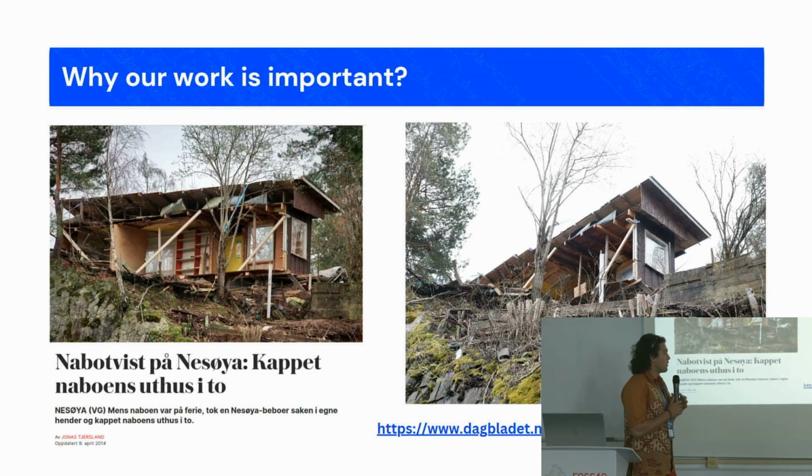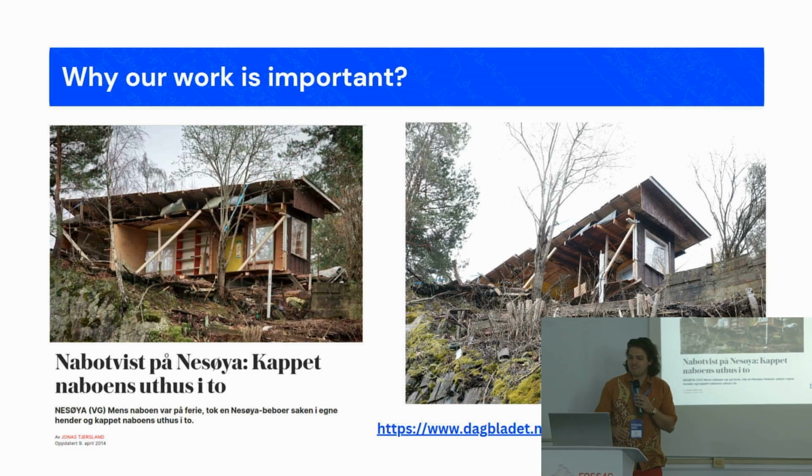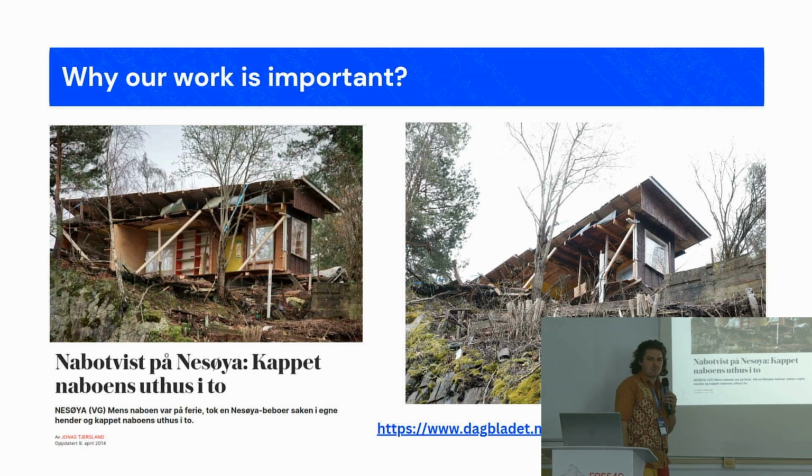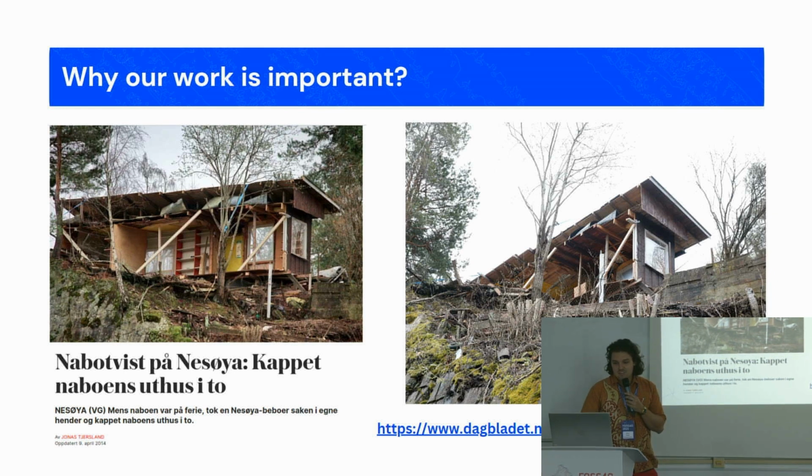Why is our work important? Because correctly mapped property boundaries are very important in today's world. If the neighbors don't know where their boundary marks are, they don't know where their buildings are. And this leads to legal issues. And this is an example where the neighbor cut the other neighbor's house in two. So there are some people that are very serious about their buildings. So yeah, this can happen.